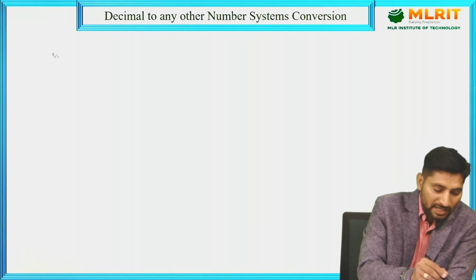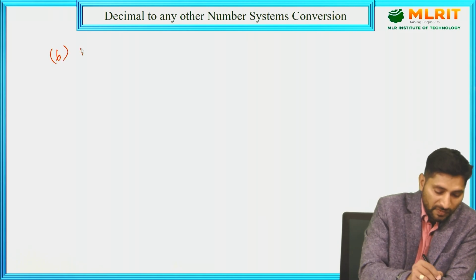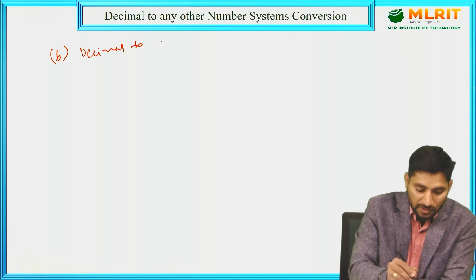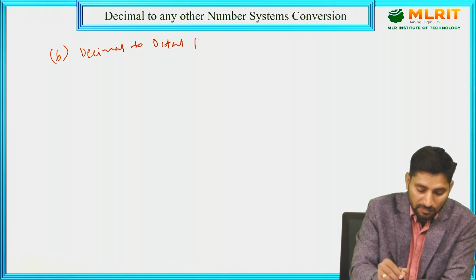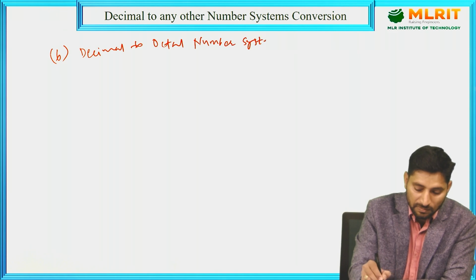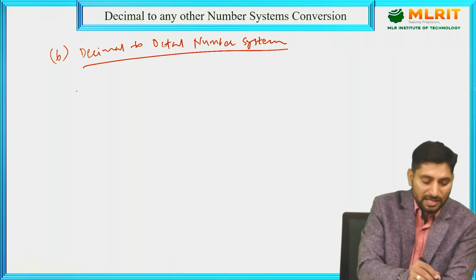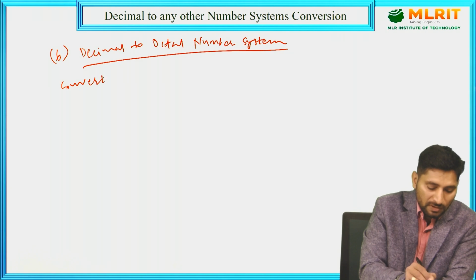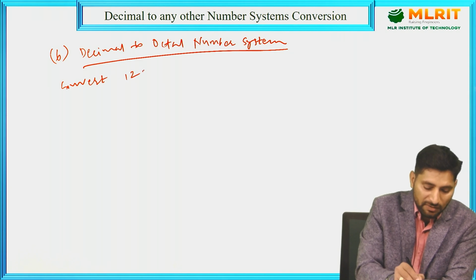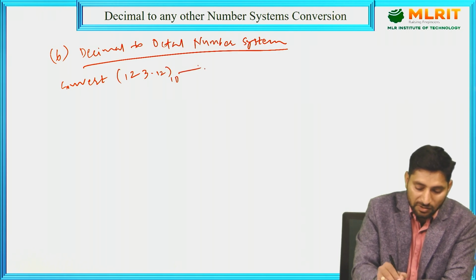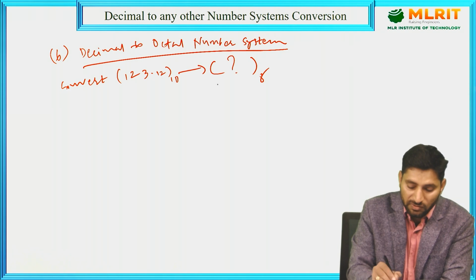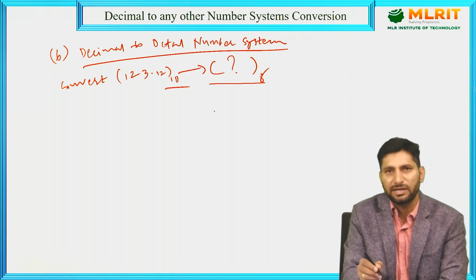Now the next one is decimal to octal. Octal number system. As a part of this, let me take the same example. Convert any decimal quantity like 123.12 in decimal. I need to convert this into octal. I don't know this quantity. This decimal can be converted into octal.